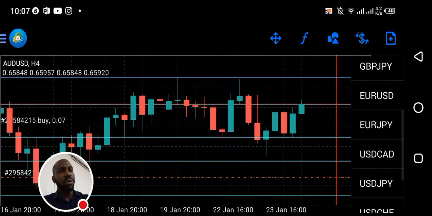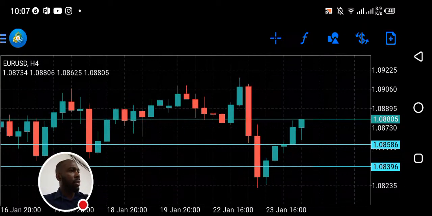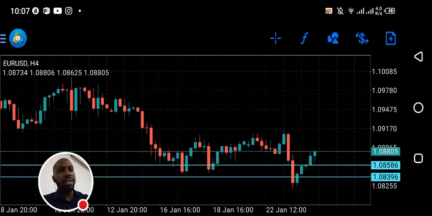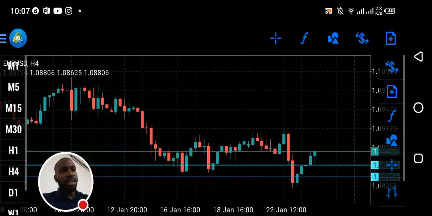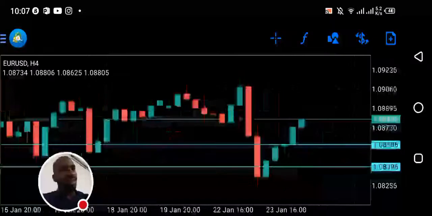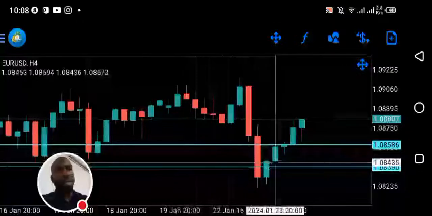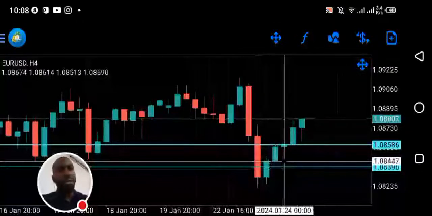Let's see Euro USD. If there's any pair you want us to analyze together, please drop it in the comments. Okay, as you can see, Euro USD has been bullish since last night, and this isn't a good price. The current price is not a good price to buy. This is where we'll have a buy on Euro USD after the close of this bullish candle.